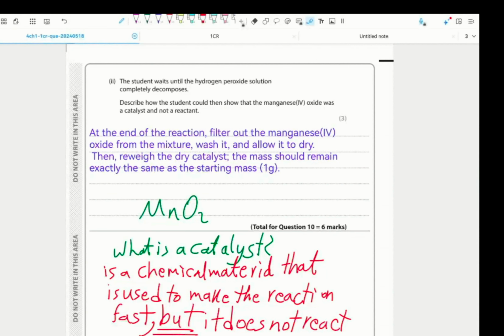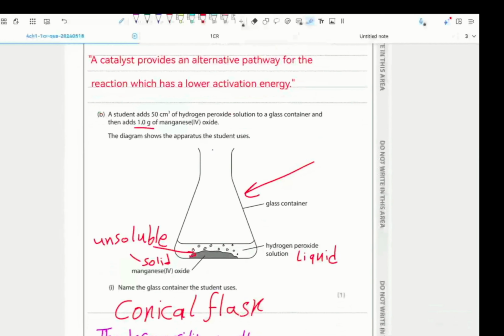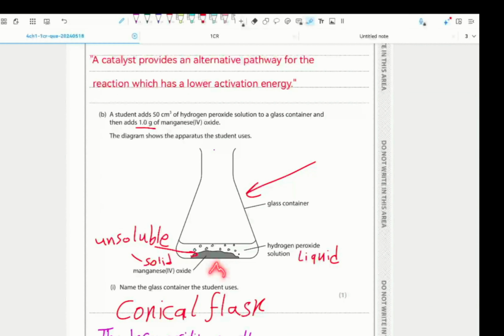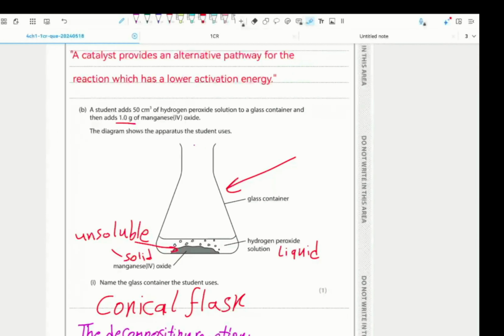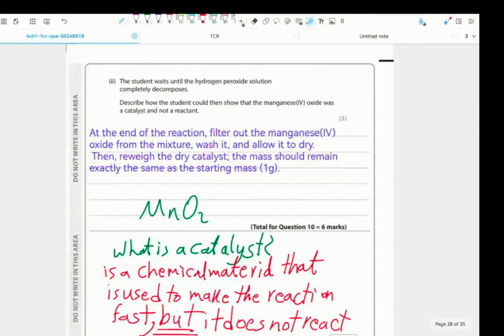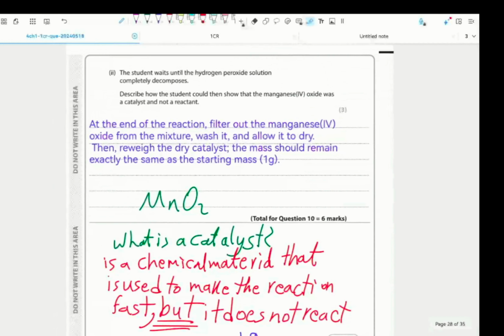So if I filtrate, I isolate this MnO2 again, and I reweigh it. Before the reaction, it was 1 gram. And if after the reaction it is 1 gram, we say that it is a catalyst because it hasn't reacted, and it stayed with the same mass, as you see here, my friends.